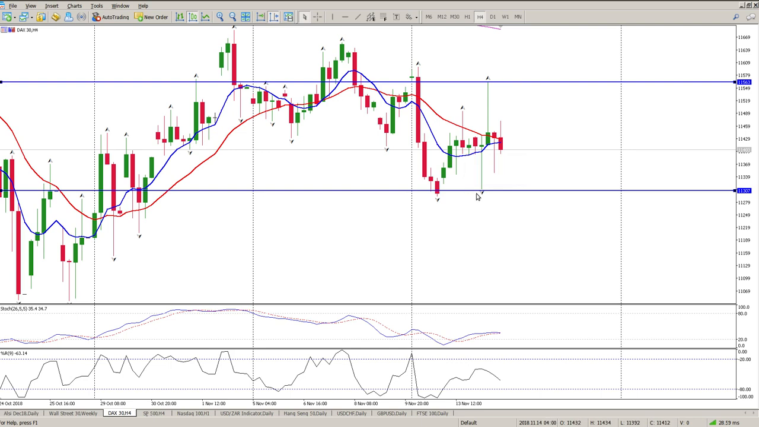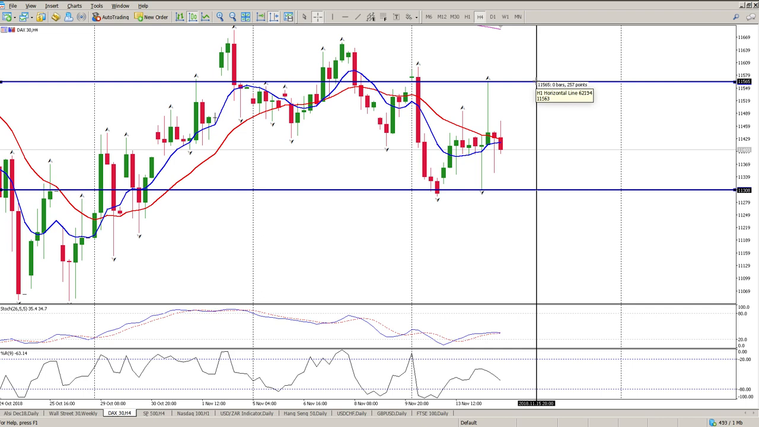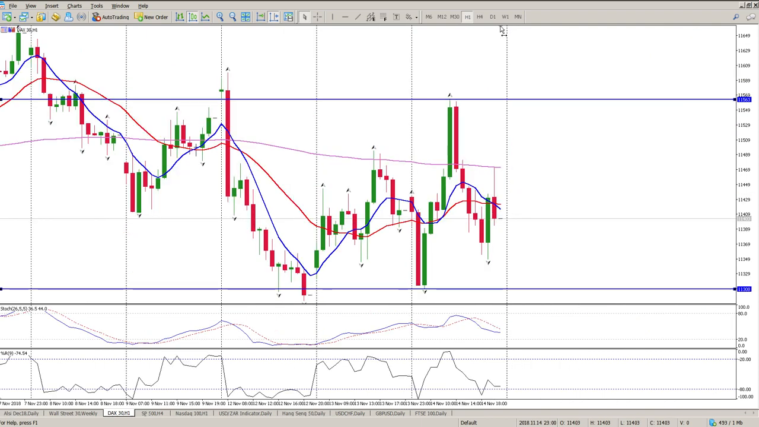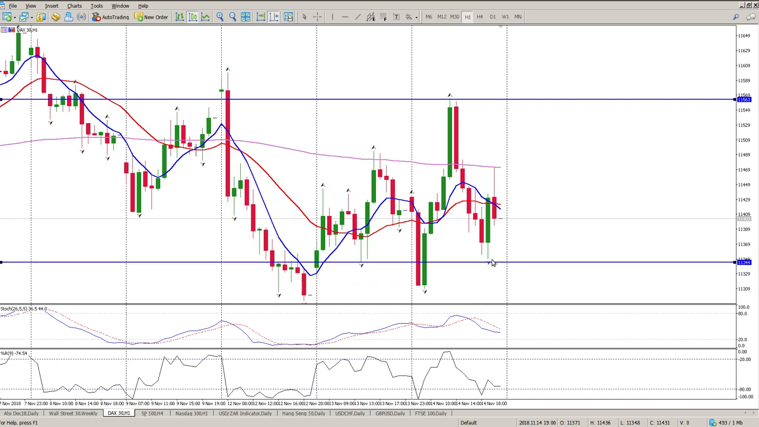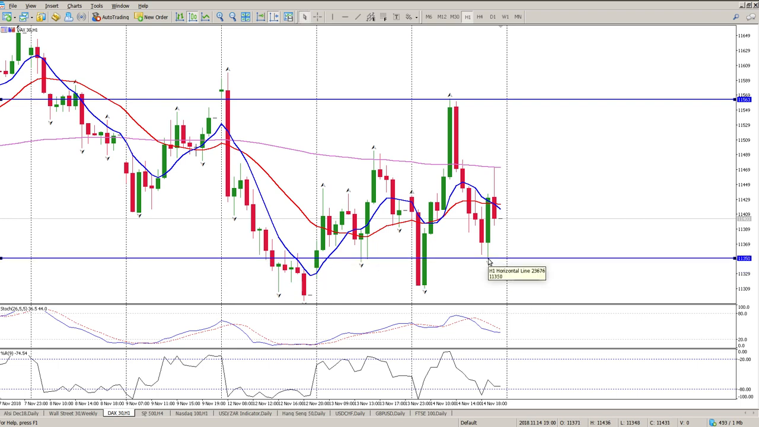So in other words, we need these two fractional levels to give way. Okay, so it's this fractional here and that fractional there. Challenge with that is it is a pretty big 257 point range that we need to break through. Okay, so if we look at the 1 hour, you'll see we can actually tidy up the fractals a little bit more and bring in that fractal there.